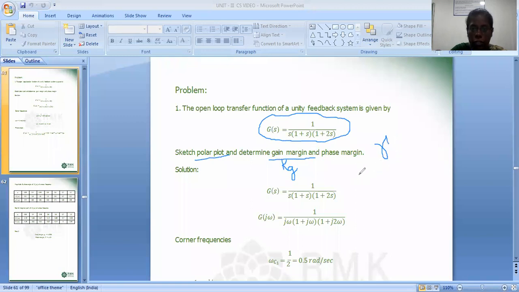Therefore, in order to draw the polar plot, the first step is to take G of S and find G of j omega. Wherever I have S, I am going to substitute S as j omega. Once we replace all that S by j omega, our expression of G of j omega will become like this.